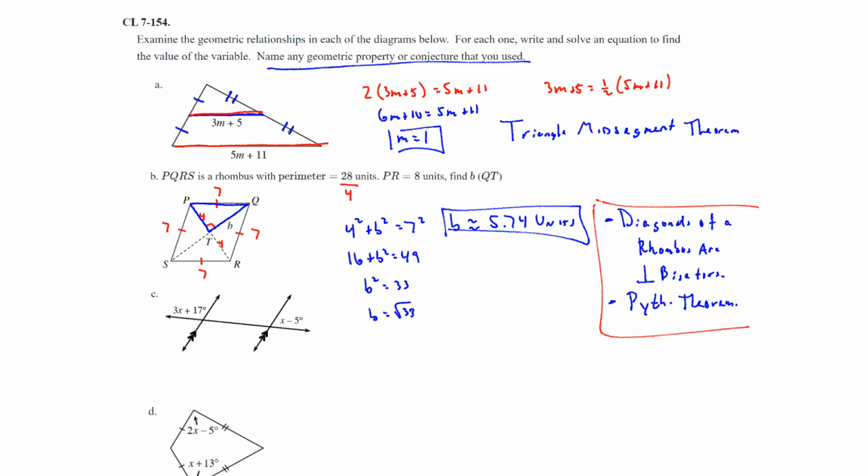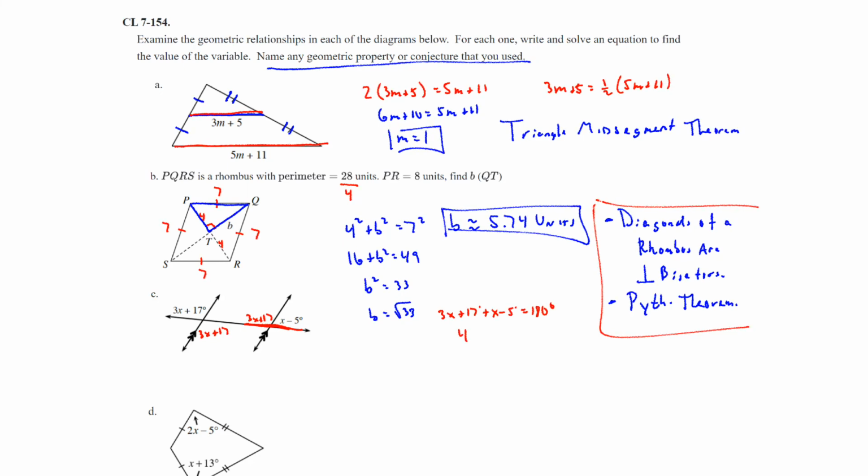Part C, we have two parallel lines cut by a transversal. So we know vertical angles are equal to each other. We also know corresponding angles, so this would be corresponding, are equal to each other. And then we have straight angles, we know add up to 180 degrees. So we can say 3x plus 17 plus x minus 5 is equal to 180 degrees.